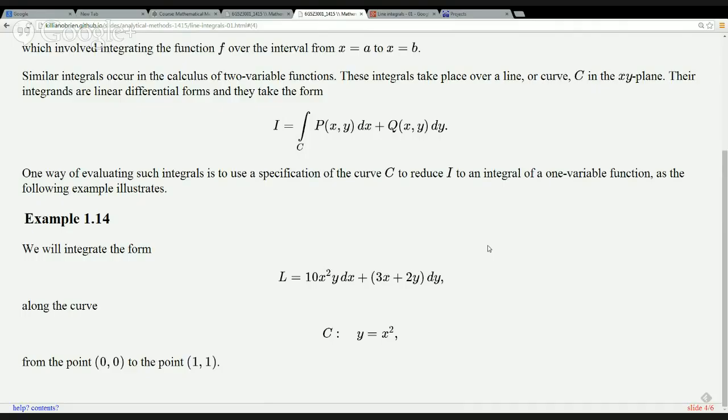Equally well, you could have translated this completely into the y variable. You could have said that x was the square root of y, and dx was 1 over 2 times the square root of y dy, and translated the whole thing into the y variable. Now, that would have introduced square roots and so on. It would have been a bit more messy, but you could have done the equivalent thing just by shoving everything onto the y variable instead.